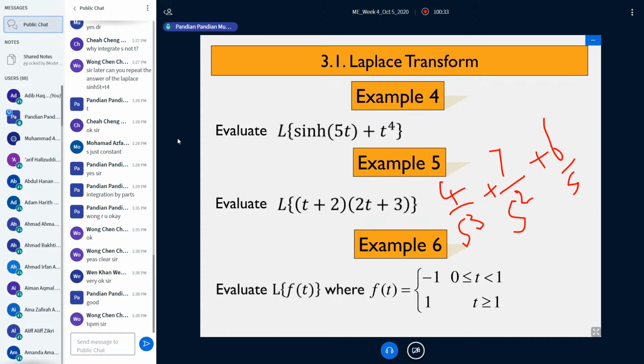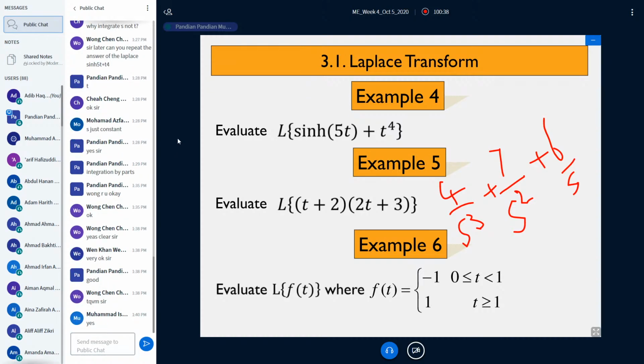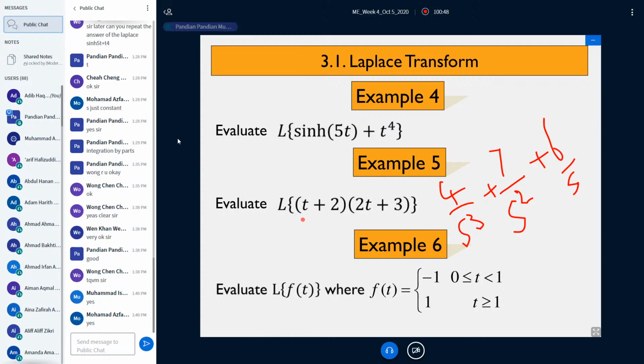Can you get this, class? Oh, Muhammad Iskandar got it correct.